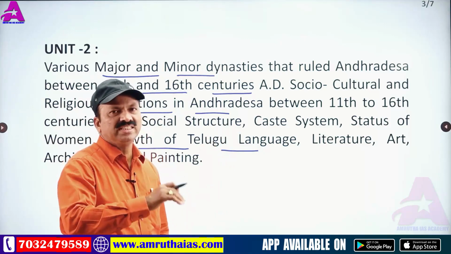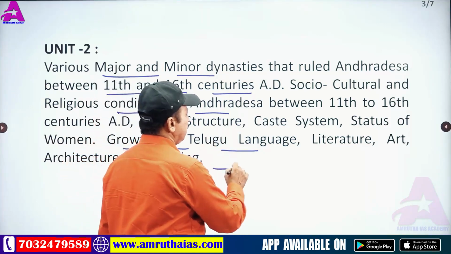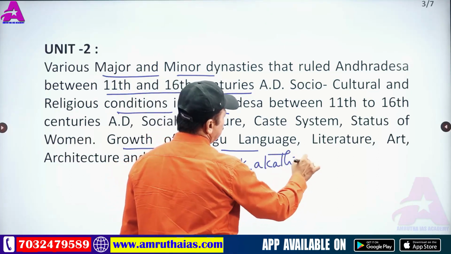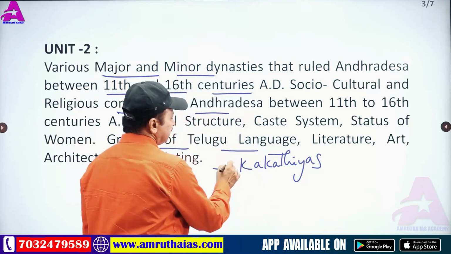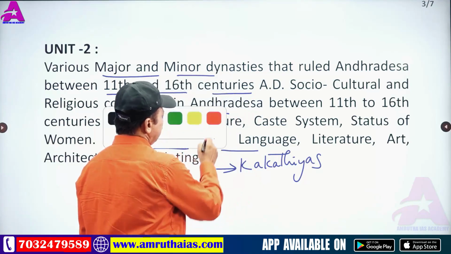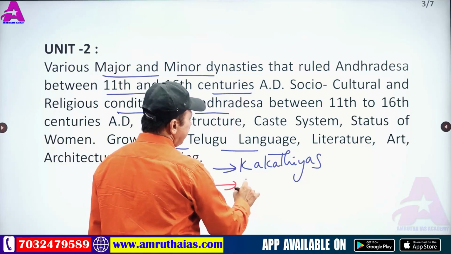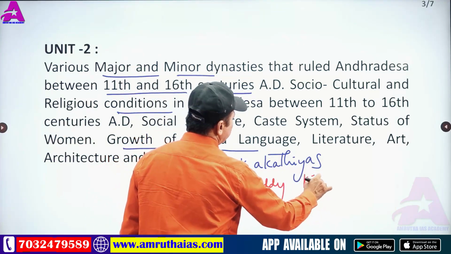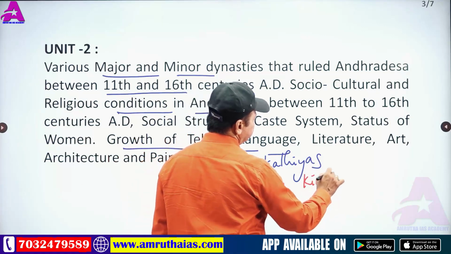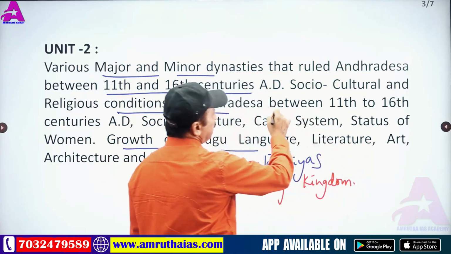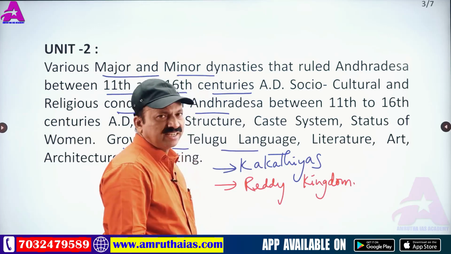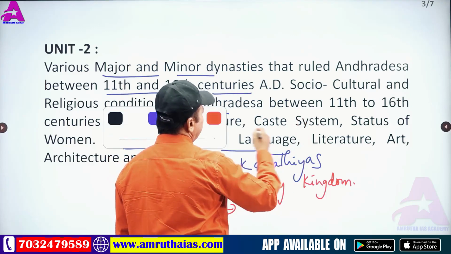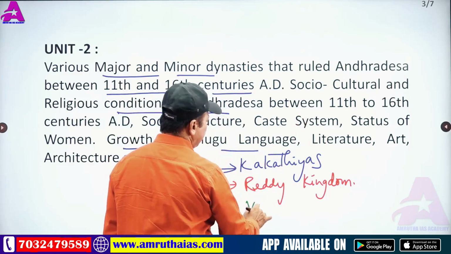11th to 16th indicates, first and foremost, we have to see Kakatiyas, one of the important areas. Second, we have to see the Reddy kingdom. This is one which will come under 11th to 16th. Then we have to see the Vijayanagara Empire, that's also one area.